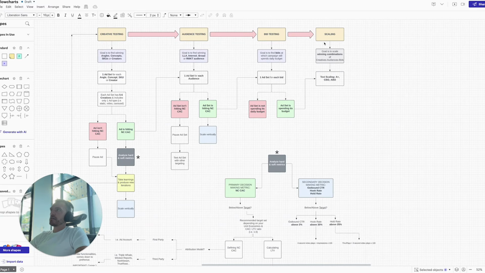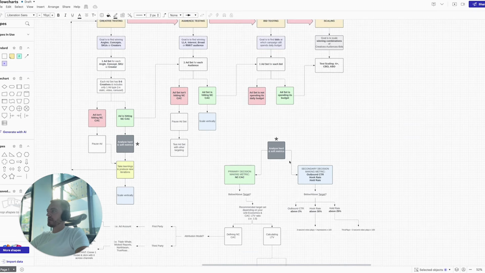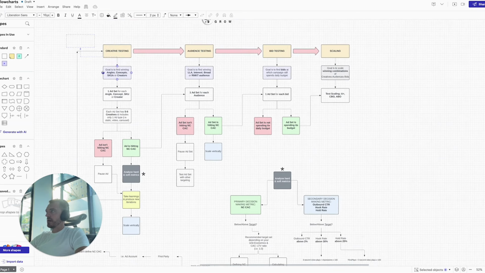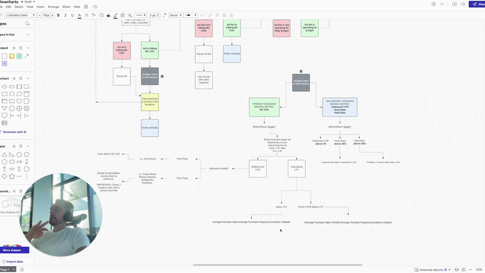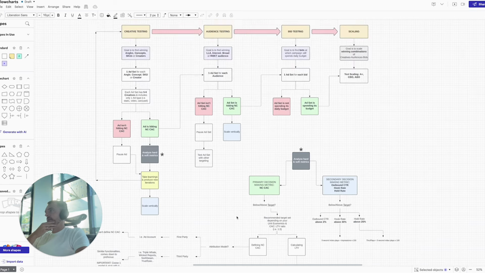So this part is very simple and easy if you've done this part properly, and this part as well. This is where you should spend 80 to 90% of your time: testing your creatives, focusing on testing as many new angles, concepts, SKUs, or creatives as possible, and taking learnings, having a good decision-making framework to follow. This is mine. And following this helps you make better decisions when you're running ads.